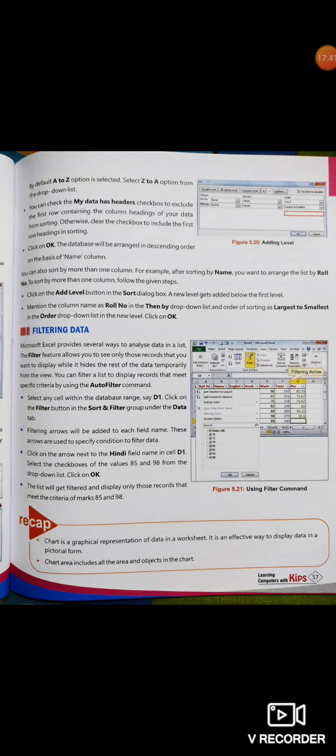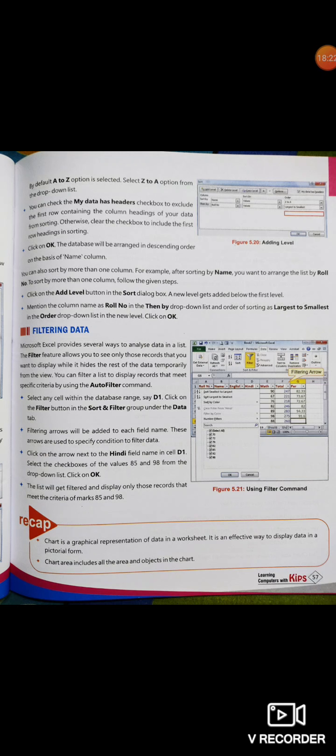For example, after sorting by name, if we want to arrange the list by roll number too, what do we have to do? We have to click on the add level button in the sort dialog box. A new level gets added. Then we have to mention the column name as roll number in the then by drop down list, and set the order as largest to smallest in the order drop down list in the new level, and then we have to click OK. Then the table will be sorted on the basis of the name field as well as the roll number field. Okay.